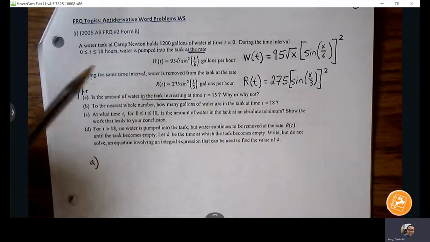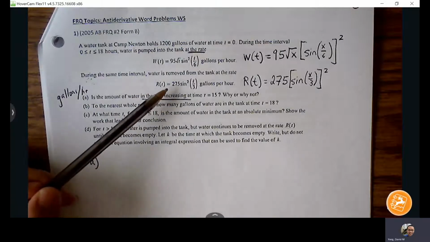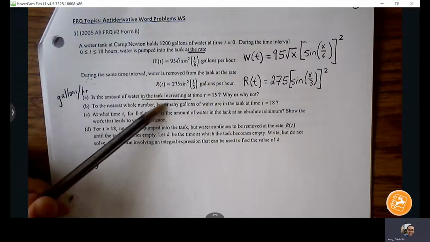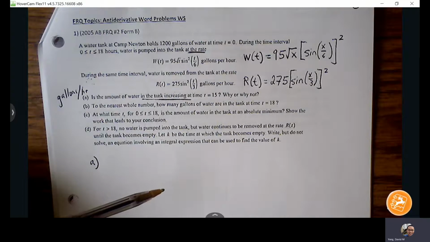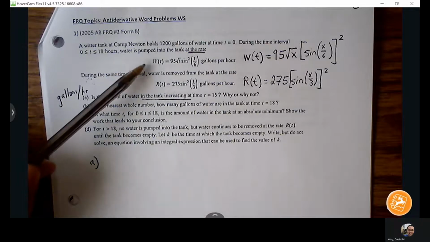So W of t is the rate at which water is entering. R of t is the rate at which water is leaving. So what can I do with these two functions to determine whether the water is increasing or decreasing? Should we add, multiply, or subtract? Yeah, I think we should subtract, right?